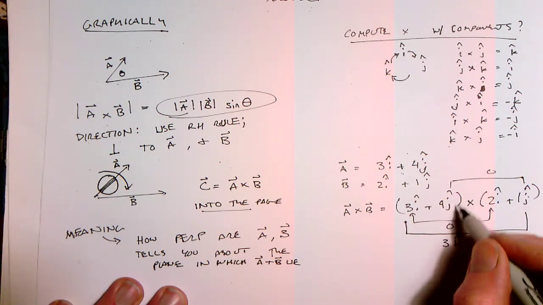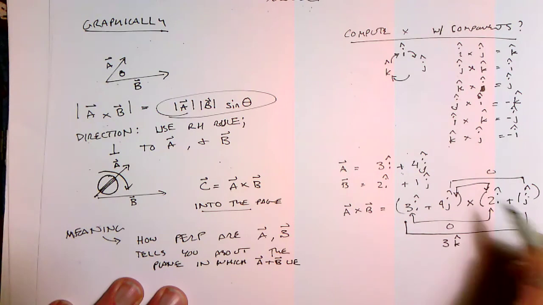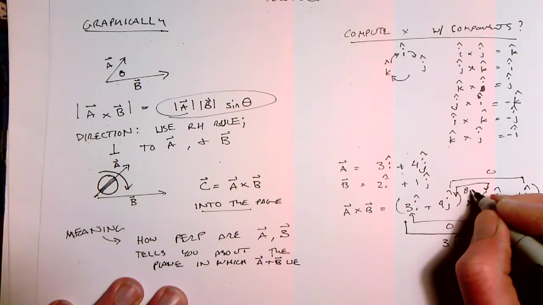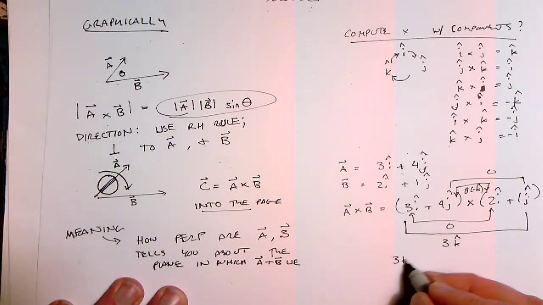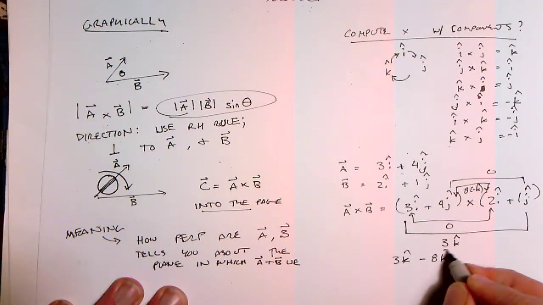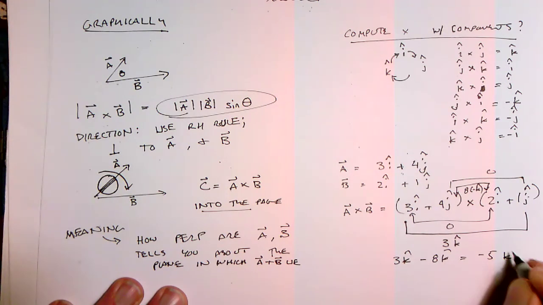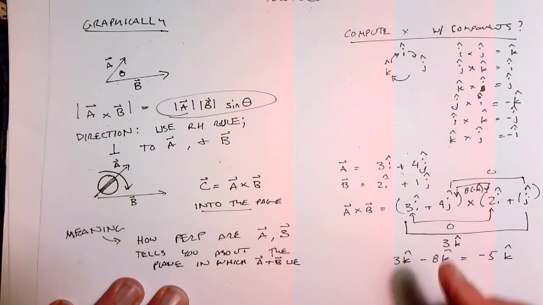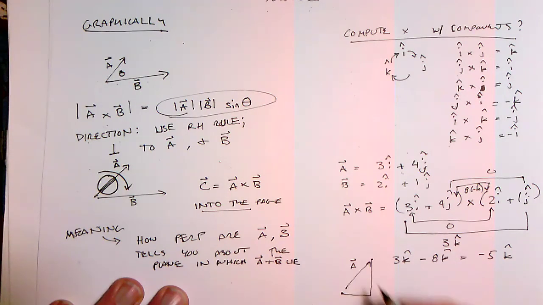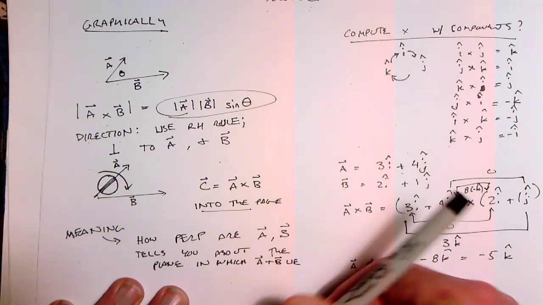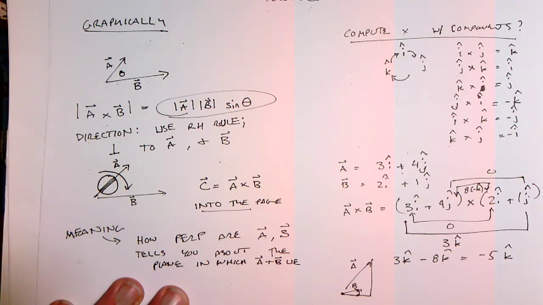And 4 times j hat cross 2 times i hat is 8 times minus k hat. And so in this particular case, I'm going to get 3 times k hat minus 8 times k hat, or minus 5 k hat. Let's see if that actually makes sense. So A looks like this, 3, 4. So there's what A looks like. B is 2 and 1. There's B. When I cross A into B, I'm going to be going into the page. That makes some sense.